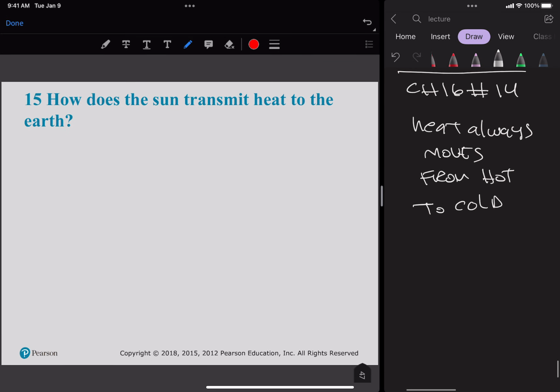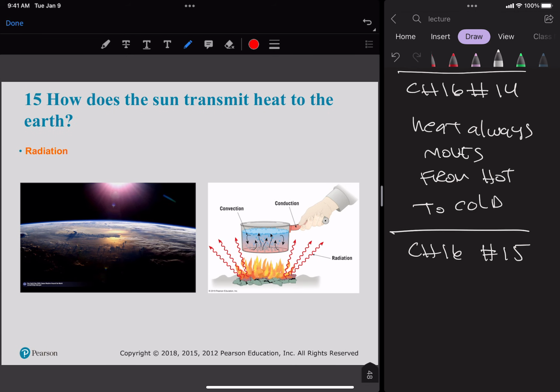Okay. Chapter 16, number 15. So how does the sun transmit heat to the Earth? So the sun transmits heat by radiation. So radiation is how the sun sends heat through outer space, through the vacuum of outer space.